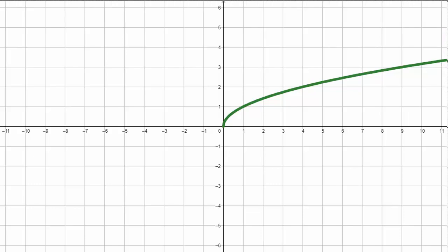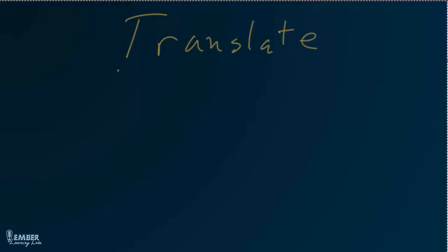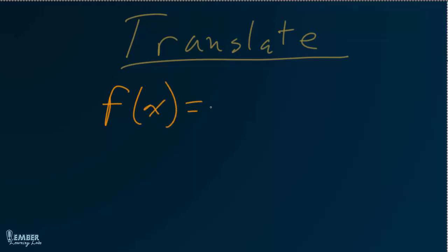Very good. Now, how do we translate the square root parent function? Well, it turns out that you translate it exactly the same way as a quadratic function or a linear function or pretty much any other function. We've kind of heard this before. So you translate it with this equation: f of x equals a times the square root of x minus h, plus k. We've seen stuff just exactly like this before.